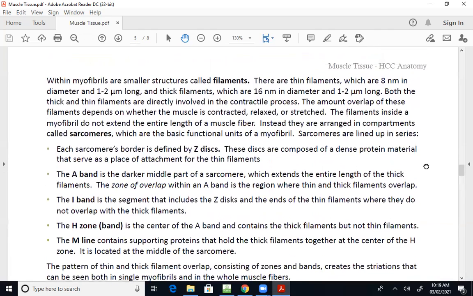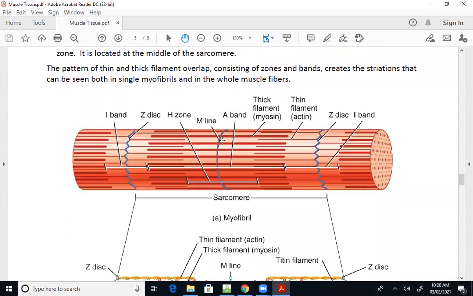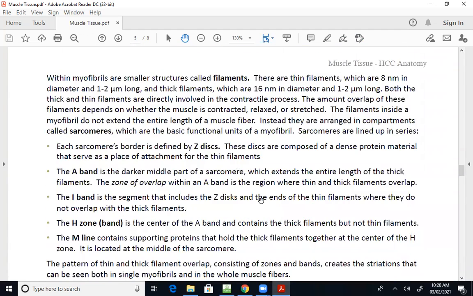Okay. These are the structures that are actually involved with the contractile process. I'll explain how that all works on the next slide. Looking at the picture at the bottom here, we show one sarcomere. Okay, the sarcomere is the basic functional unit of a myofibril, and that's where those filaments are contained.